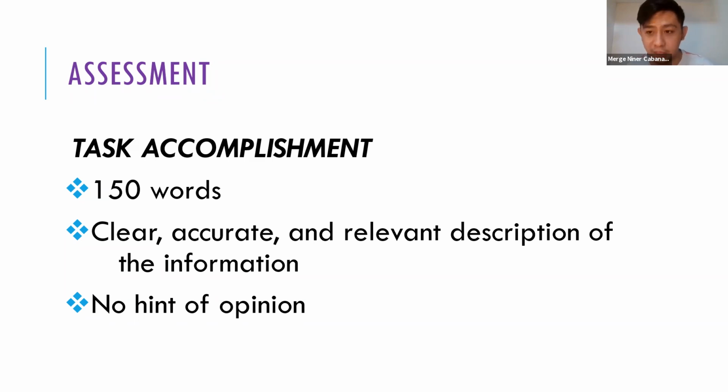No hints of opinion. So for example, you saw a line graph that compares the use of different fruit in a household, and you said, oh, mango, that's my favorite. I wonder why it's the lowest. It should be much higher. That's your opinion. Avoid bringing your own personal perspective of the matter. This is just your presentation of what you see.